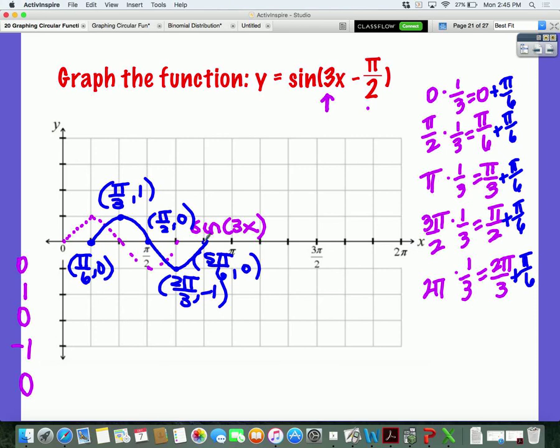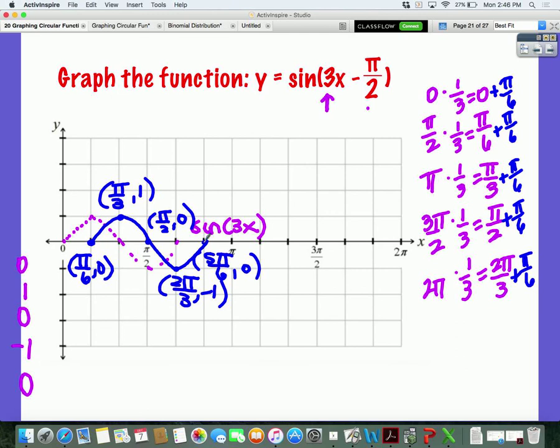I'm a little confused. If you're going from the midline to the next max, so like the first point to the next point, shouldn't that be 1/4 the distance of the period? If you're talking about amplitude, are you talking about the amplitude? No, I'm talking... You're talking about the shifting left and right? Yeah.